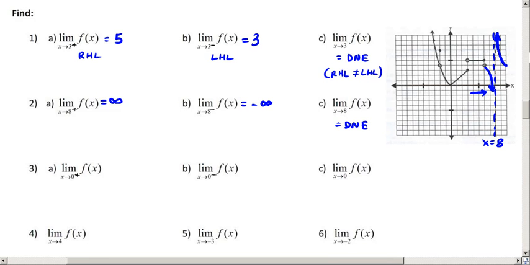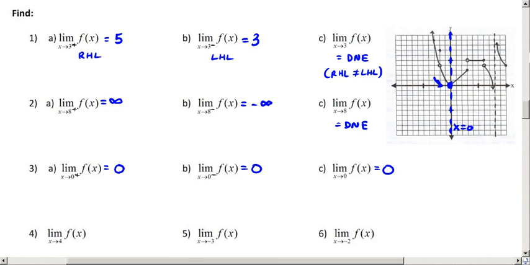Now the next one's nice and neat. They all approach 0. As x approaches 0 from the right, you can see that the output goes to 0. As x approaches 0 from the left, again it goes to 0. And since the right-hand limit and the left-hand limit are both 0, the two-sided limit is also 0.